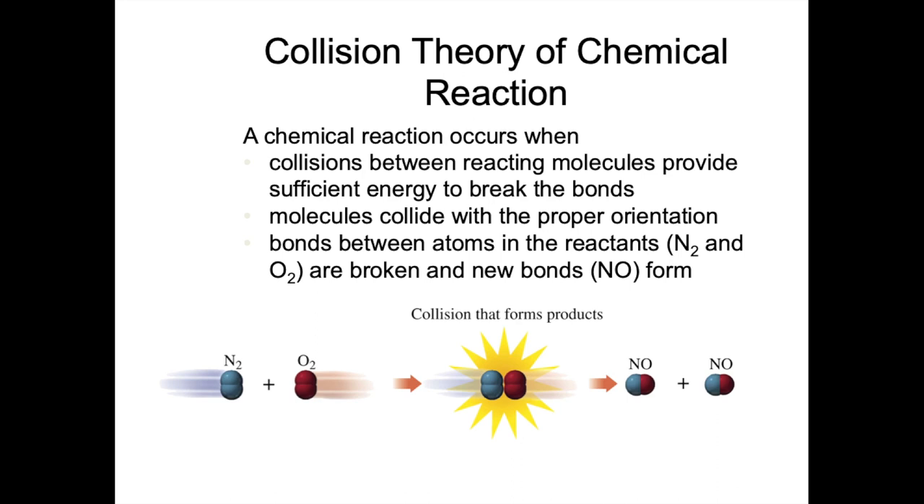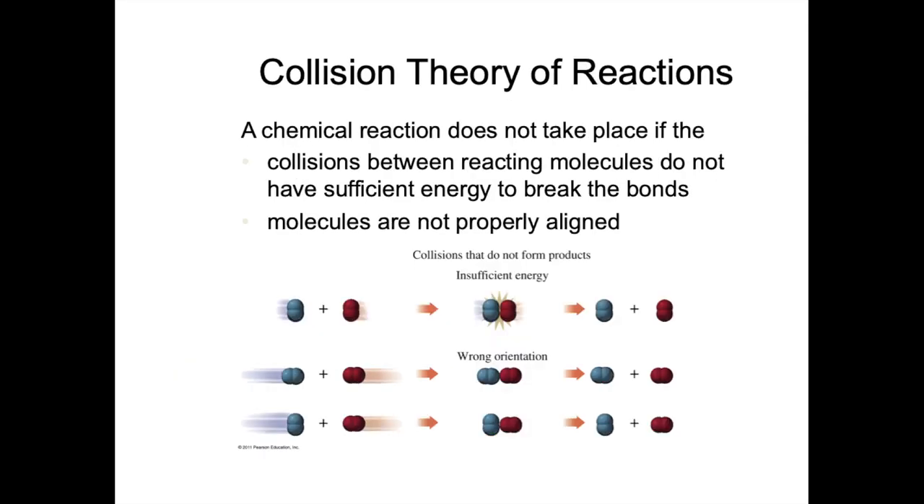So in this example down here, we have a nitrogen molecule and an oxygen molecule, and they have to hit each other sideways, as shown, with enough energy to make two nitrogen monoxide products. And that's what we mean by a successful collision. So you can see here that if they don't hit each other hard enough, with insufficient energy, they just bounce off each other and remain the same reactants.